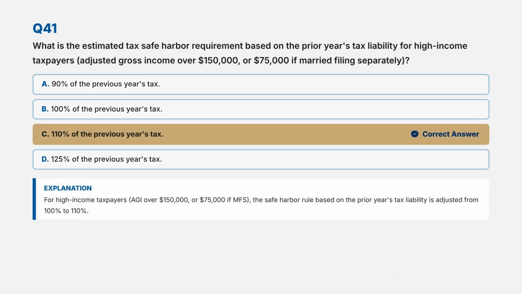The correct answer is C. 110% of the previous year's tax. For high income taxpayers, AGI over $150,000 or $75,000 if MFS, the safe harbor rule based on the prior year's tax liability is adjusted from 100% to 110%. Great. Now let's move to our next question.